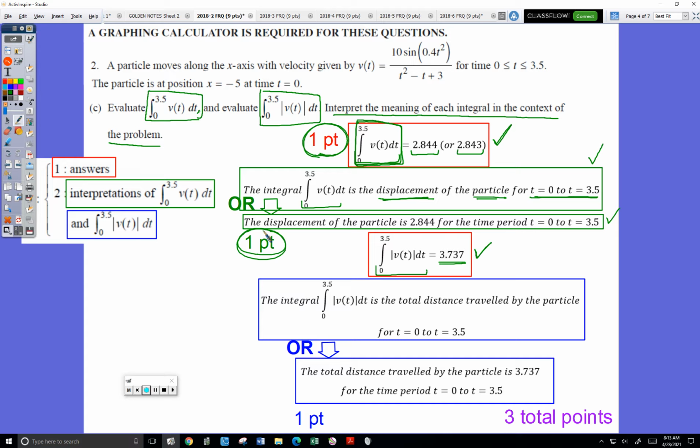Or you could have said the displacement of the particle is 2.884 since you found that value. You still got to say for the time period time 0 to time 3.5.